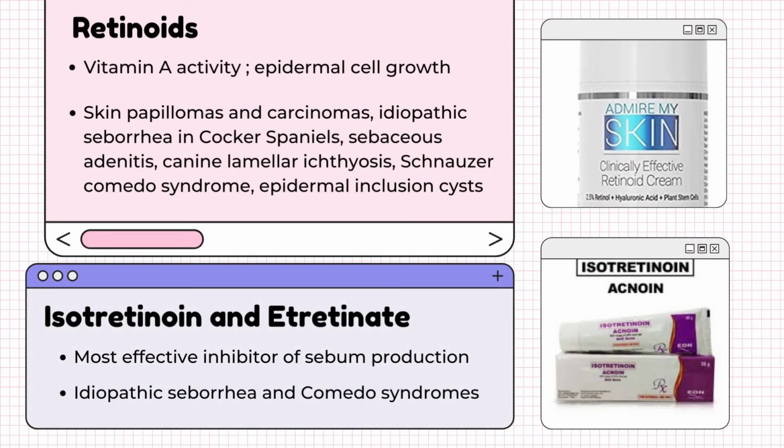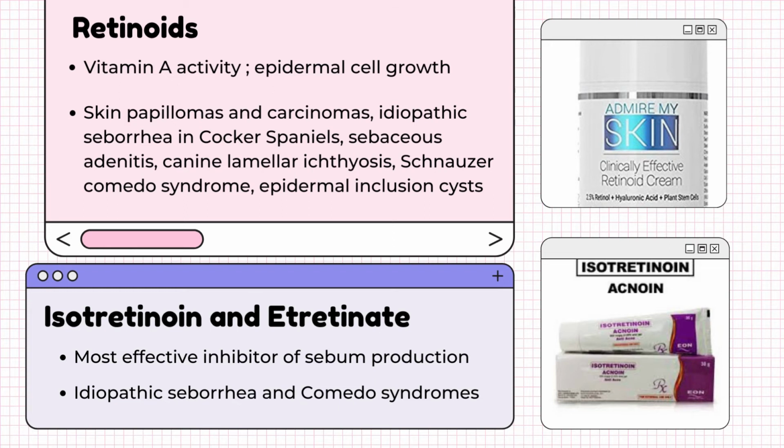Retinoids. The retinoids have vitamin A activity and act as epidermal growth regulators in the skin when administered orally or topically. Naturally occurring retinoids have been shown to protect animals against skin papillomas and carcinomas as well as idiopathic seborrhea in Cocker Spaniels, sebaceous adenitis, canine lamellar ichthyosis, Schnauzer comedo syndrome, and epidermal inclusion cysts. Isotretinoin and etretinate, these two retinoids also have potential in veterinary application and have been used to treat several skin diseases.